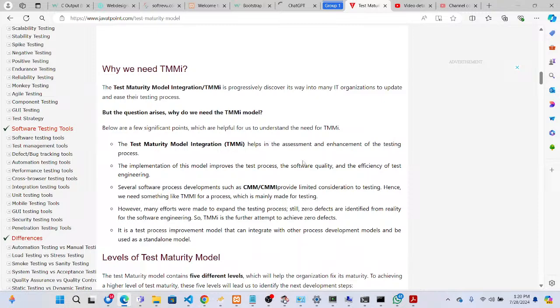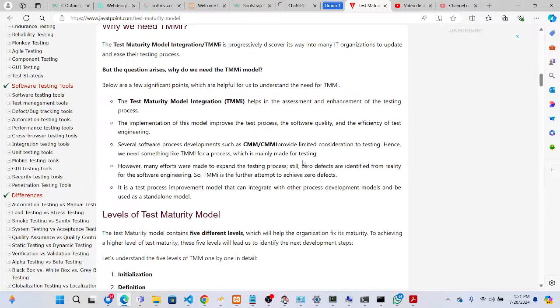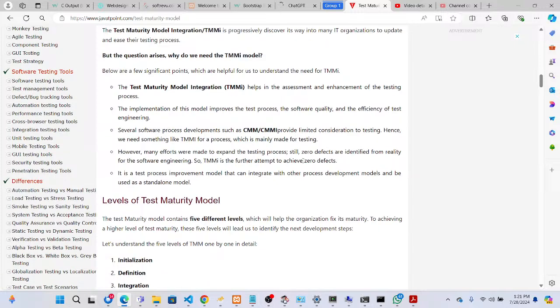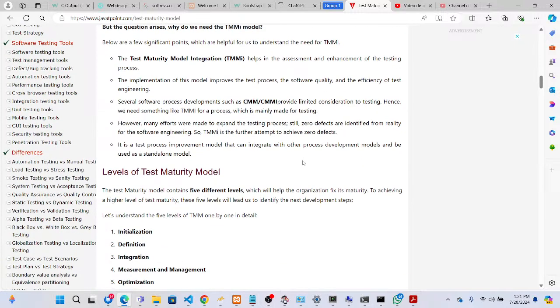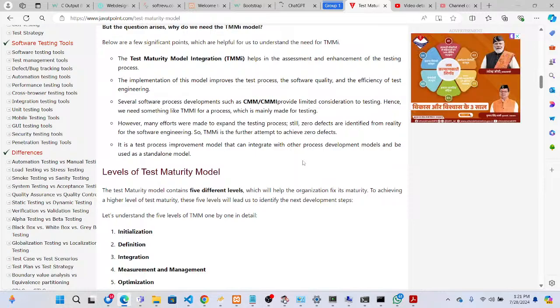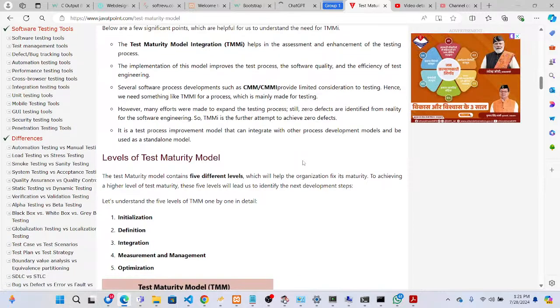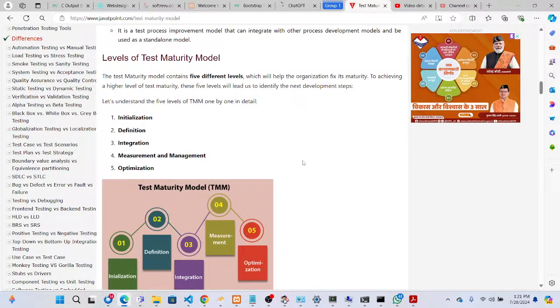Several software development models such as CMMI provide limited consideration to testing. Hence, we need something like the TMM process, which is mainly focused on testing. However, many efforts were made to expand testing, but still zero defects are not identified in reality for software engineering. So TMM is a further attempt to achieve zero defects. It is a test process improvement model that can integrate with other process developments and be used as a standard model. So what are the levels of the testing model?